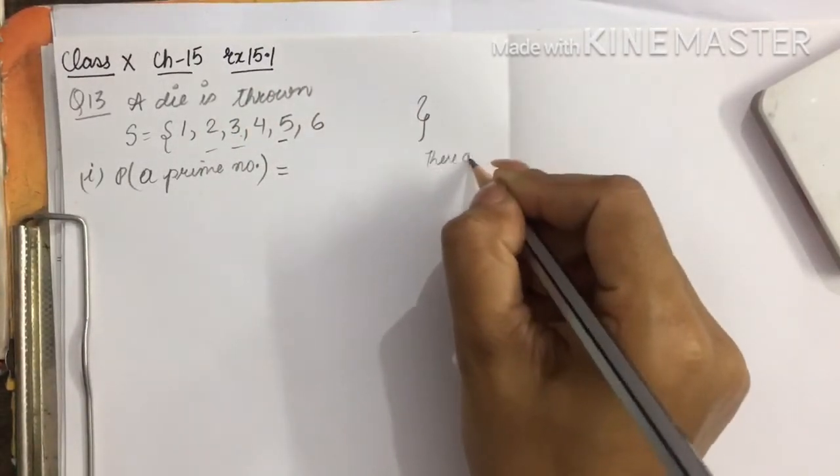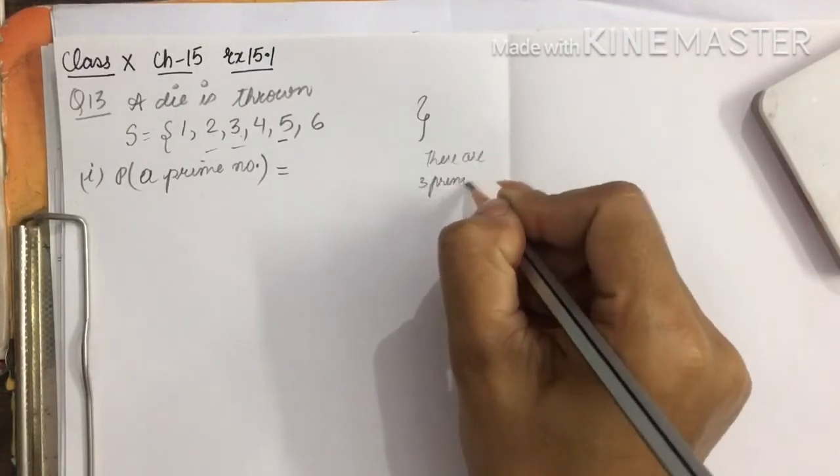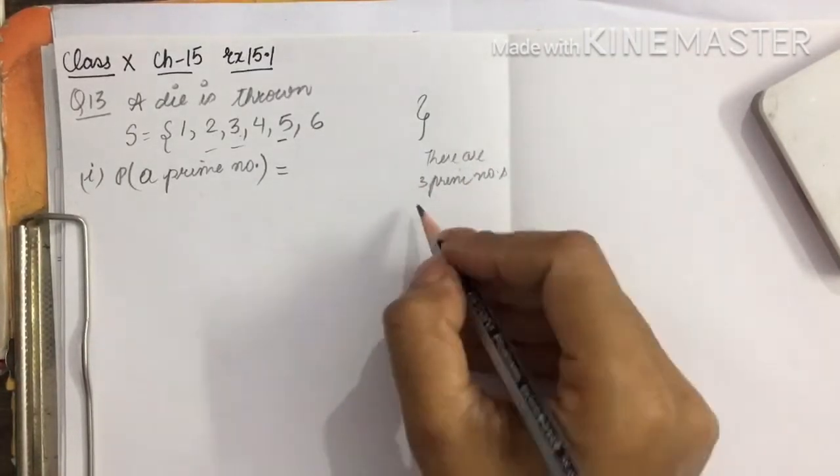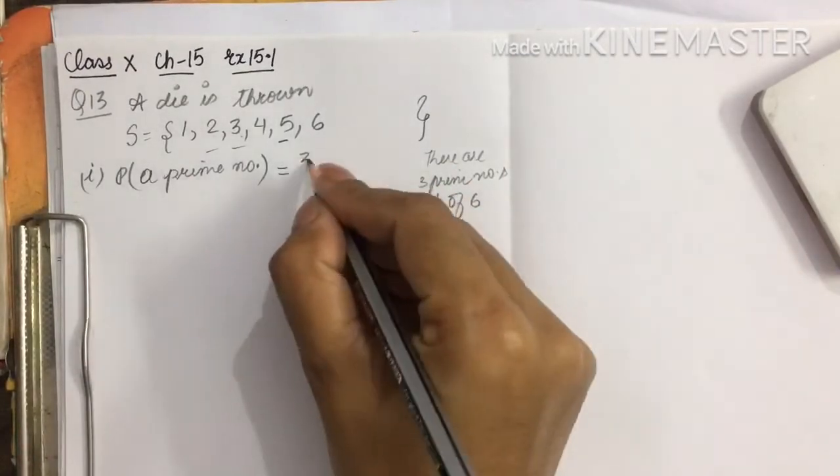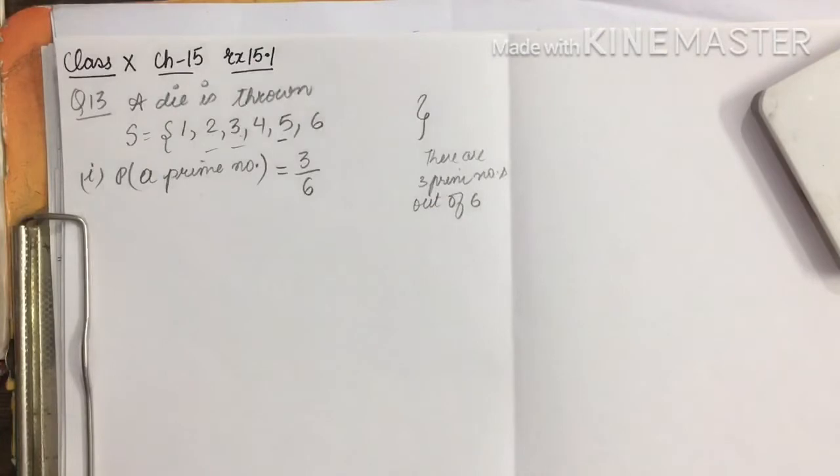So there are 3 prime numbers out of 6. So the probability will be 3 by 6. You can give the simplified answer. I am leaving it as such.